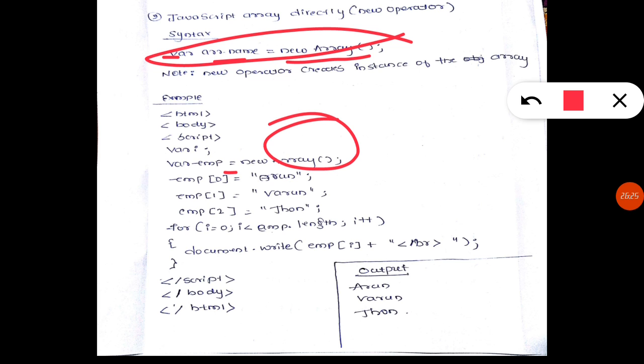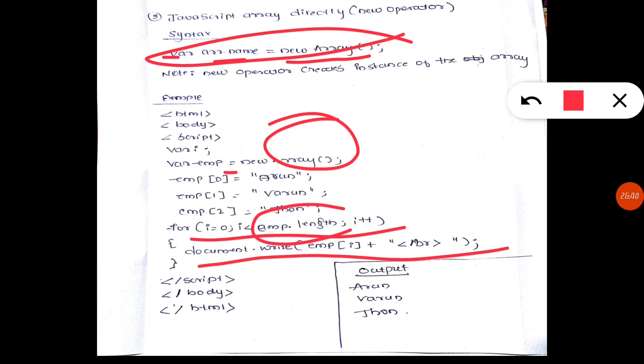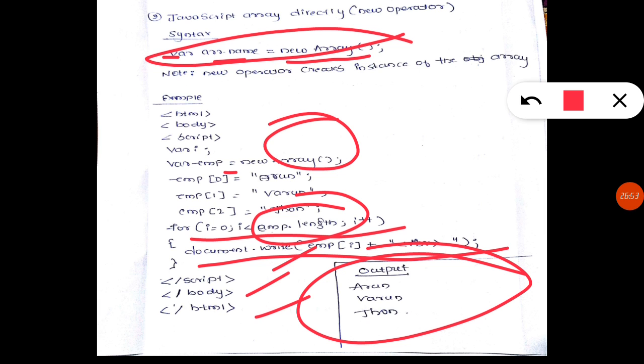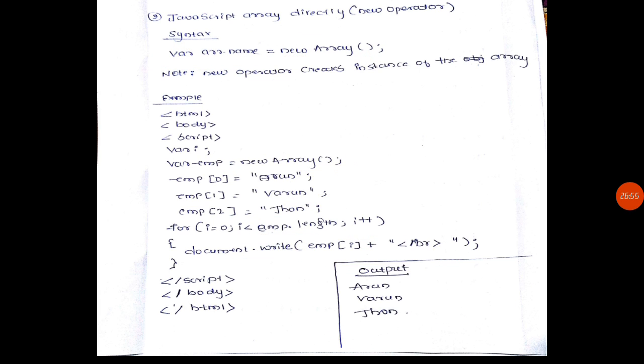Here we are storing some values for the index 0, 1, 2 as Arun, Varun and John respectively, and once again I am printing the stored values of the array using a for loop, and this statement prints the stored values of the array from the respective index 0, 1, 2 until the condition becomes false. And once the condition becomes false, the control will come out of the loop and end the script, end the body and end the HTML. When you execute this program, finally you will get the output like this.